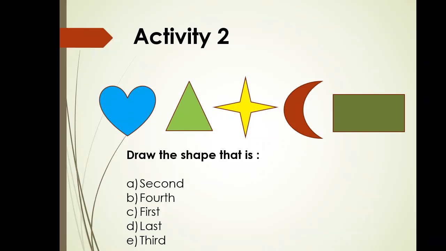Okay, another activity. This activity is all about ordinal numbers. Activity 2. It says, draw the shape that is second. A, the shape that is second. B, the shape that is the fourth. C, the shape that is the first. D, the shape that is last. And the last one, you draw the shape that is the third, or that is in the third position.